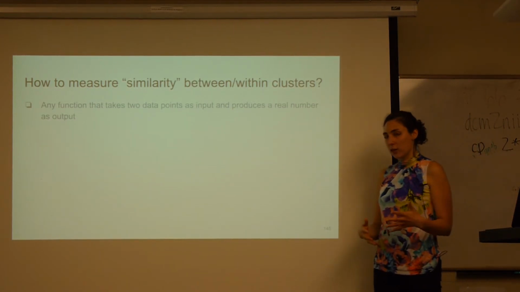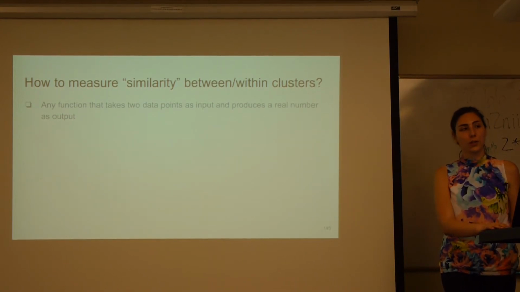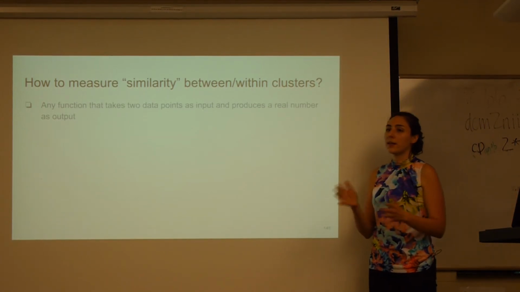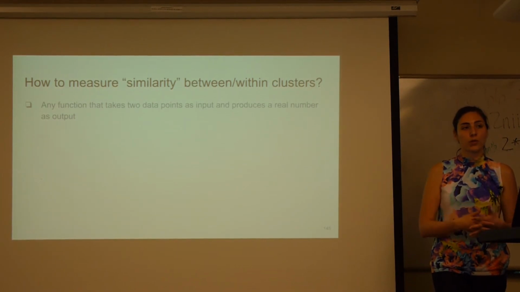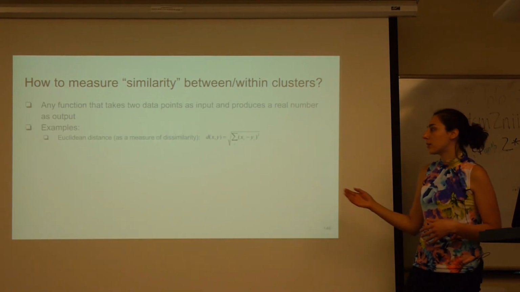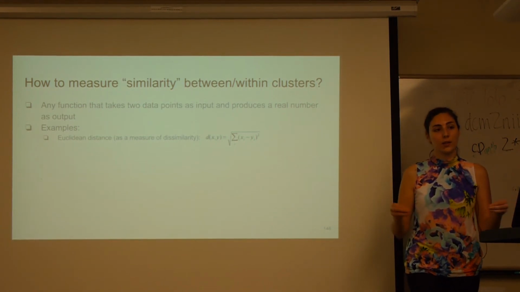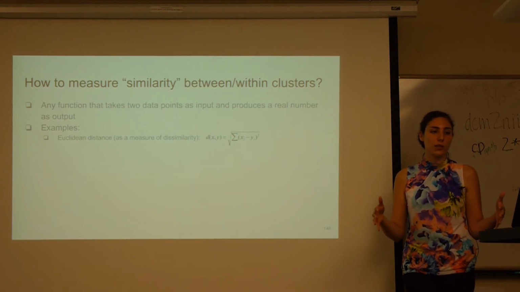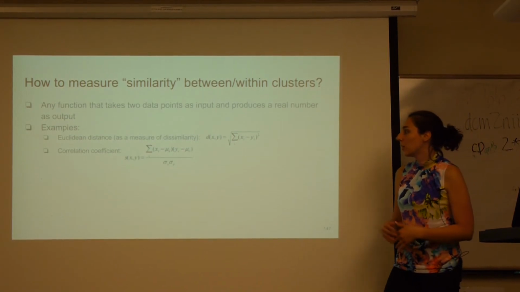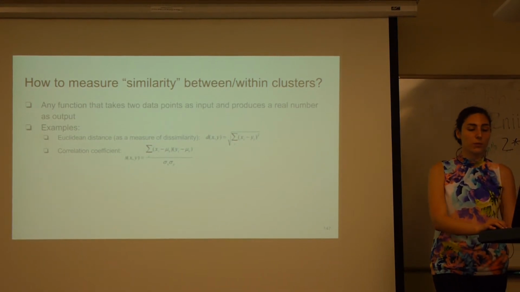Okay, but this notion of similarity is an interesting one. What does it really mean to have high similarity within a cluster and low similarity between clusters? Similarity is really any function that takes different data as input and produces a real number, which tells you how similar these things are. An example is Euclidean distance, which is a measure of dissimilarity. If the Euclidean distance is greater between two things, they're more dissimilar. Another example is correlation. The more correlated things are, the more similar they are. So these are two examples of similarity functions.